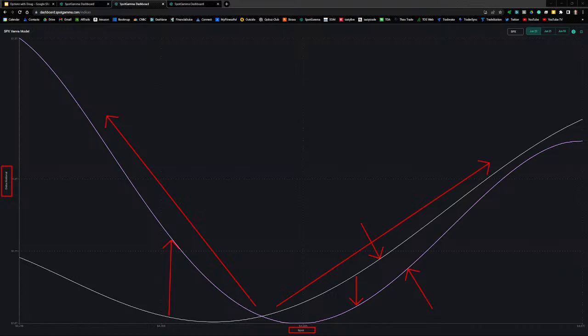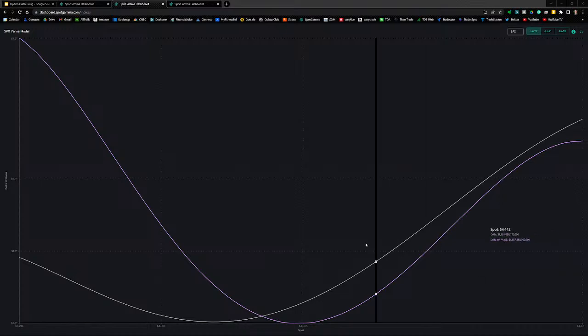All right, let's take a look and see where SPX is trading now. I've got SPX at 4371. So let's see if we can find that on the chart here.